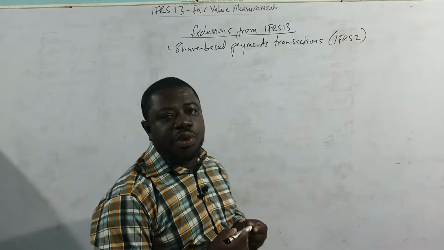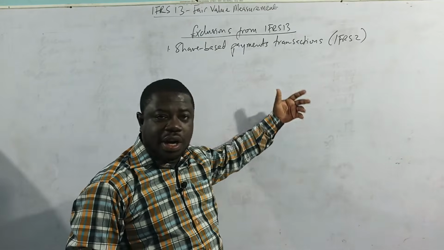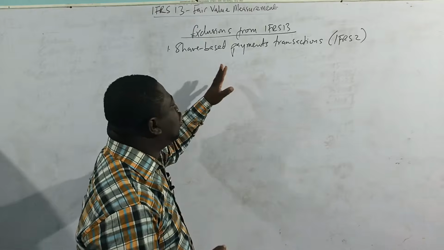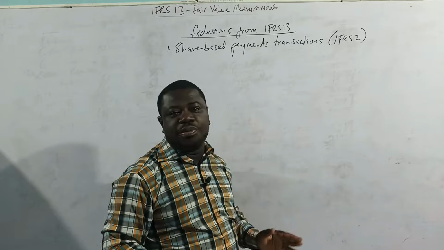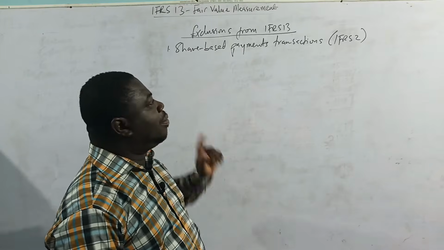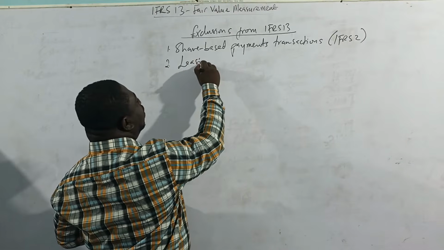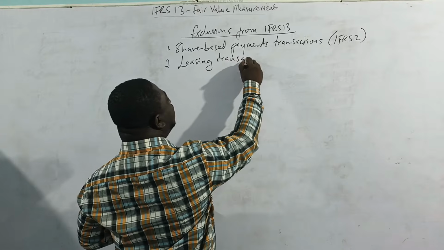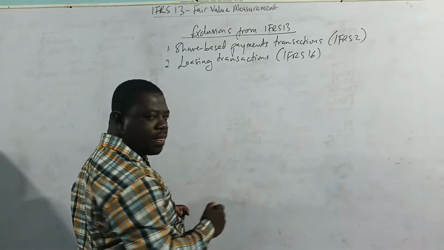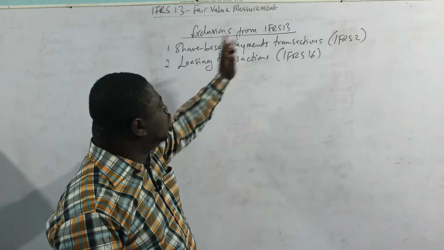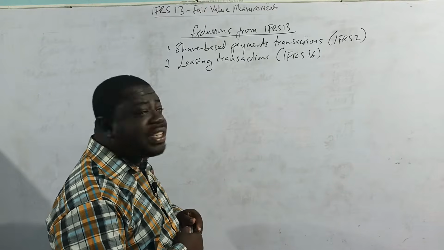So you see, normally when we give you the exclusion, we show you which standard regulates the exclusion. That is what we have done in all our videos. So the first exclusion is that it applies to all IFRS where fair value measurement is required, with the exception of share-based payment transactions. That is the first one. And then leasing transactions, and that is covered by IFRS 16. So it excludes share-based payment transactions. It also excludes the measurement of fair value in leasing transactions.